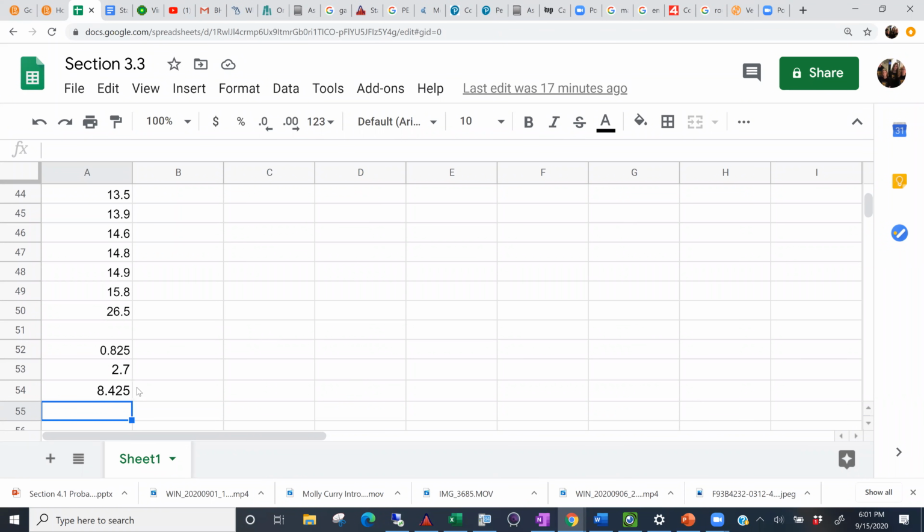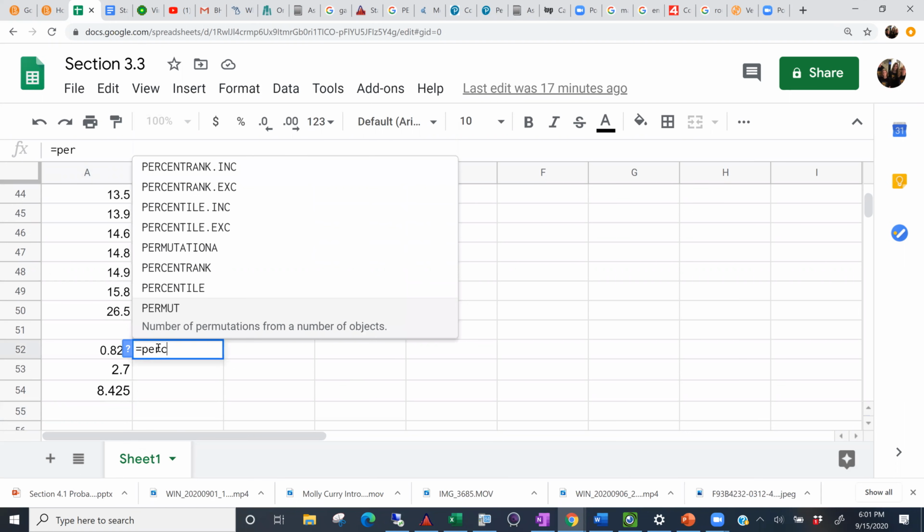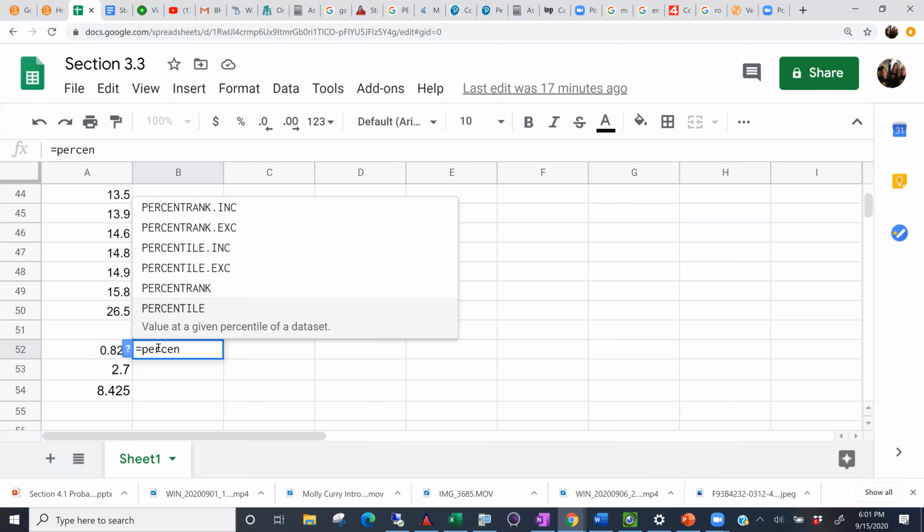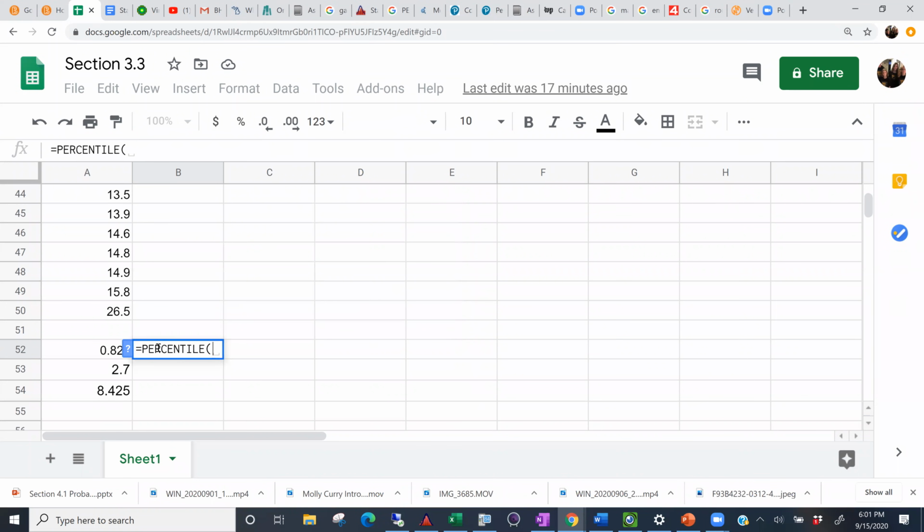Now the command you want to type in is equals percent, and it'll finish it off for you, percentile. So we want that one. I usually like to hit enter. That way it prevents me from making a typo. You have to tell it your data range. I already know that's A1 to A50. And then you need to tell it the percent as a decimal.